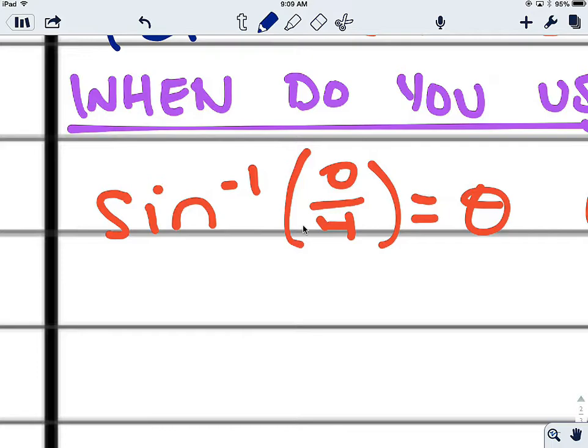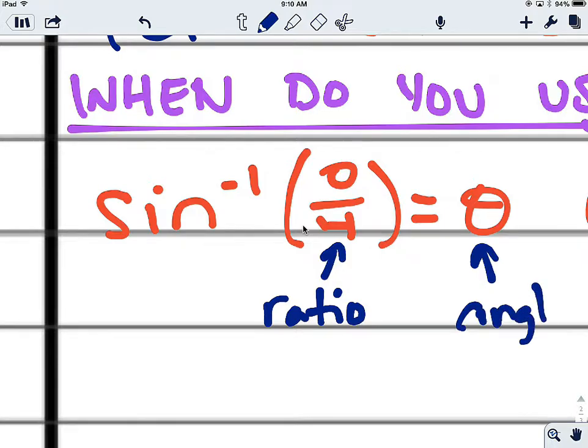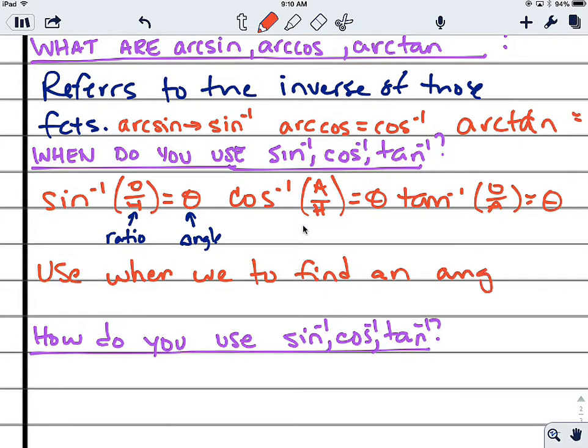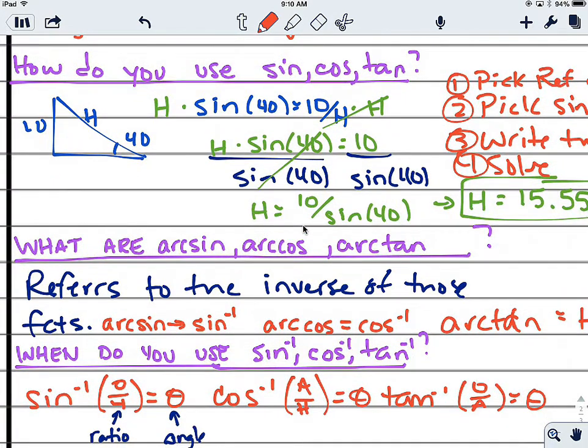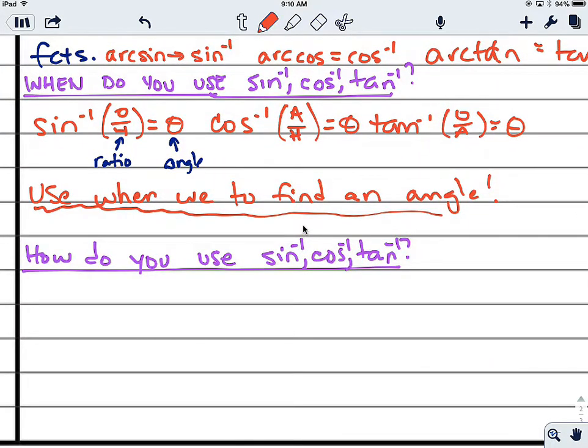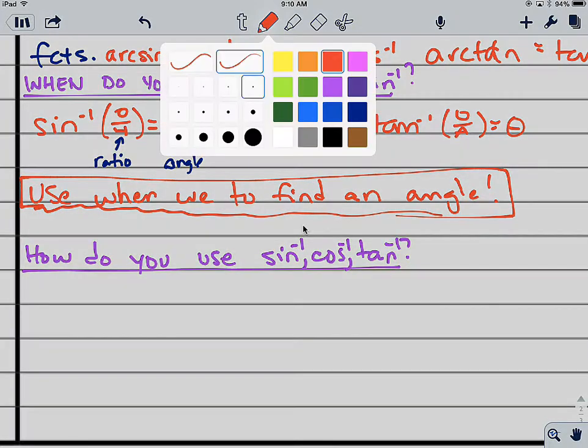But the sine inverse function demands a ratio for an input, and then it kicks out an angle for an output. Well, if it demands a ratio for an input, when we use it becomes pretty obvious. We should use it when we need to find an angle. So in the same way that we use sine, cosine, and tangent to find side lengths, you use arc sine, arc cosine, arc tangent if you're given side lengths and you want to find an angle. So how do you use it?